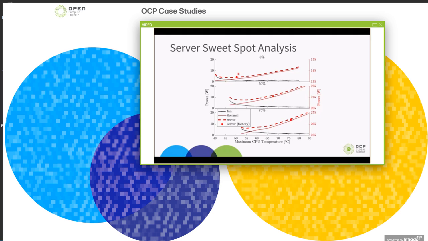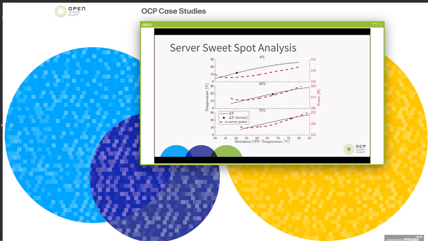There are the dots. The 8% load case is in the minimum, but the 50 and 75 wander away from the minimum. Is there a reason for this? To examine this, we need to look at what happens to the delta T across the server as we increase the CPU temperature. The left axis is now temperature, and you can see that the delta T increases as we increase the CPU temperature in all three workload cases.